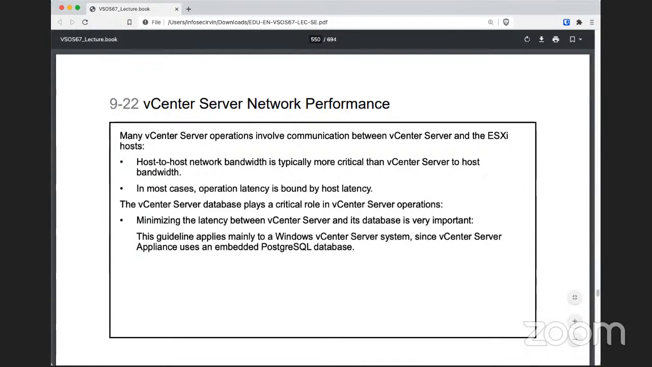Your network. Host-to-host bandwidth is typically more critical than vCenter server to host. In most cases, operation latency is bound by the host latency. Your vCenter server database will always play a critical role. So minimizing that latency is important.